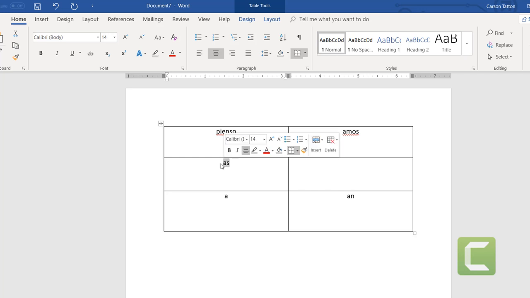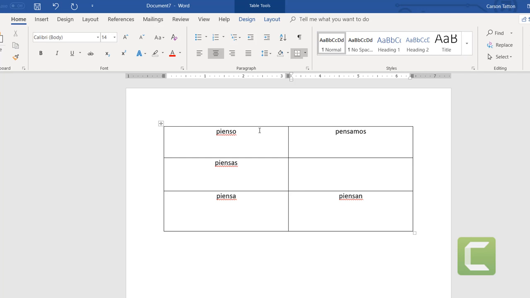So for the tú form, it would end up being piensas. Then for he, she, it would be piensa. For the they and you formal, it would be piensan. However, when we get to the we, it's pensamos.